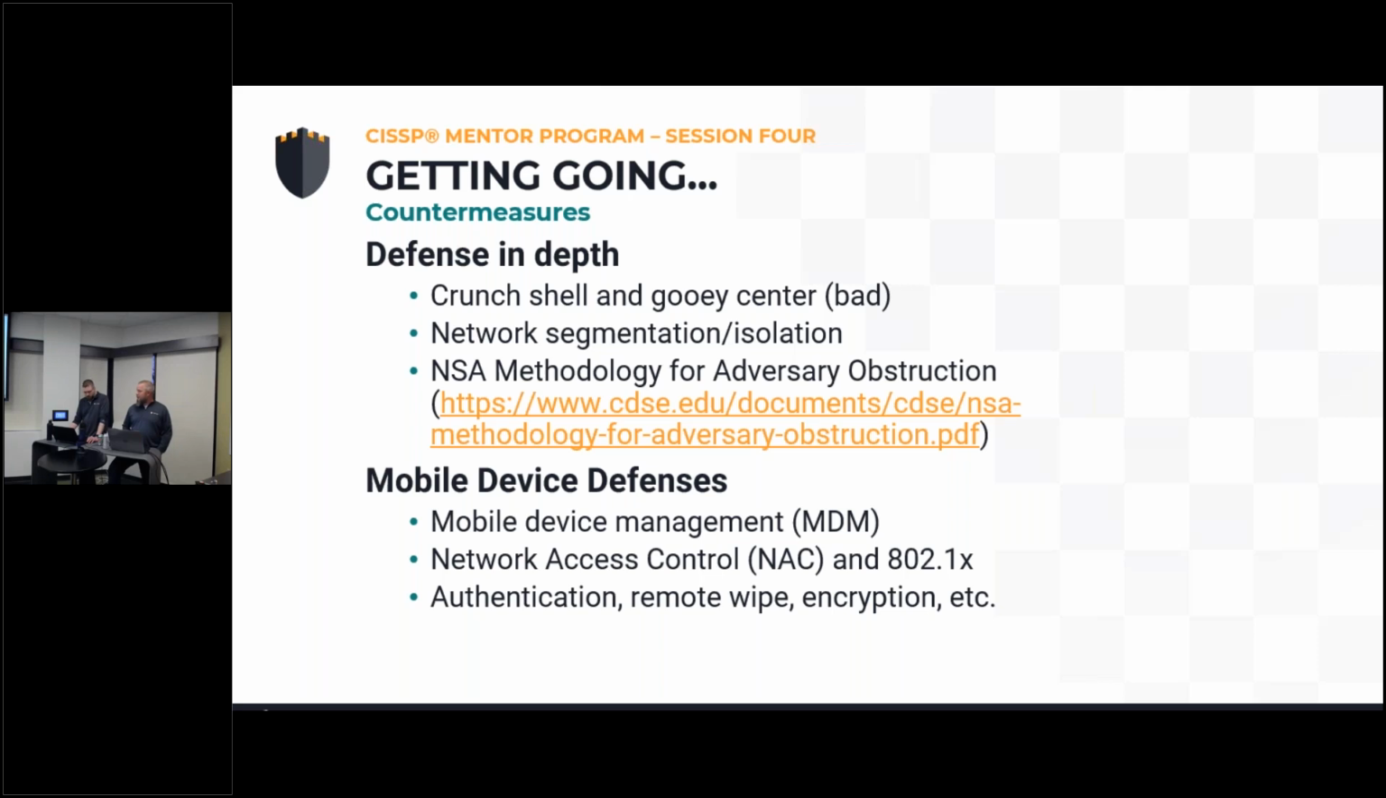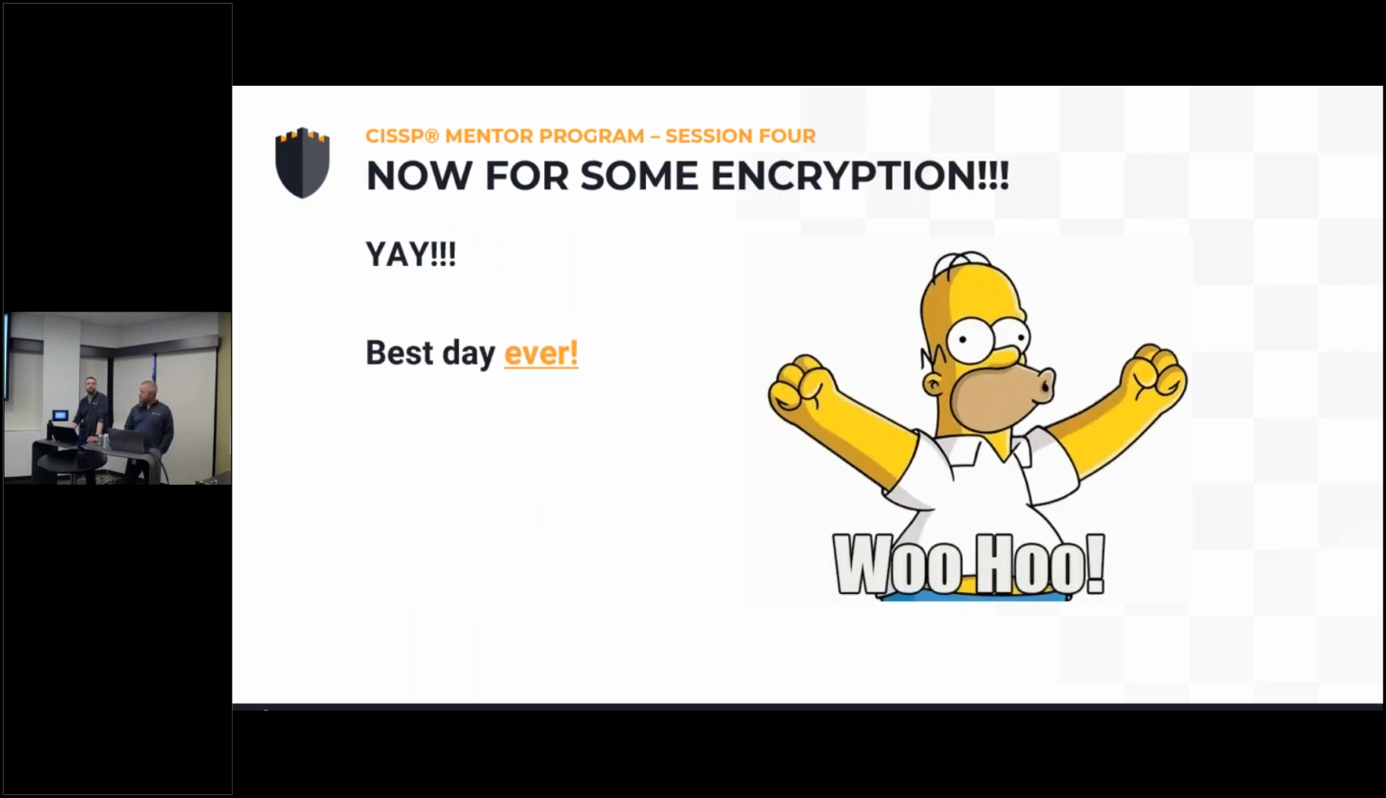Network access control, 802.1x. We'll talk about the 802 standards. Anything with an 802 is an IEEE standard, so it's a legitimate standard. 1x really comes down to port access control, authentication sort of things. Authentication, remote wipe, encryption, those are all things I can enforce on mobile devices.